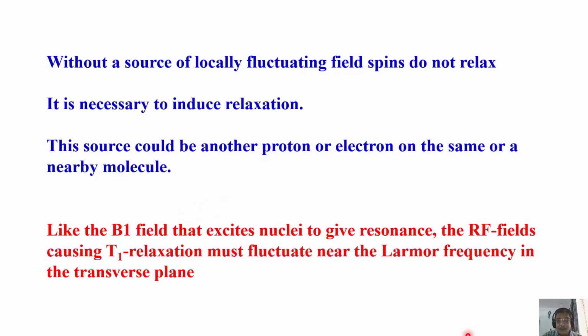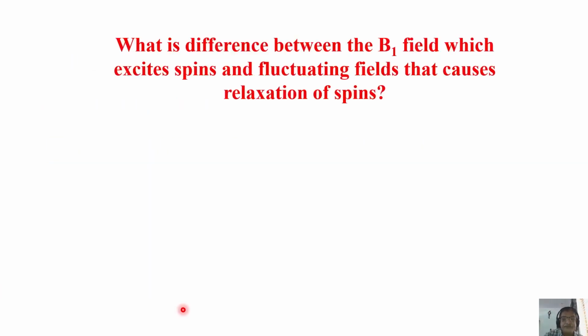Now, similarly, the RF fields, which are caused because of the fluctuation here, must also be at the Larmor frequency in the transverse plane. Please remember this point. Now, what is the difference between this and that? B1 field excites spins, whereas fluctuating fields relax spins. Both we say at the Larmor frequency. What is the difference then?